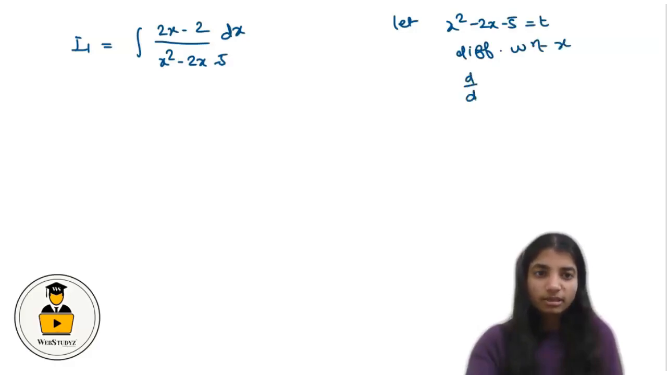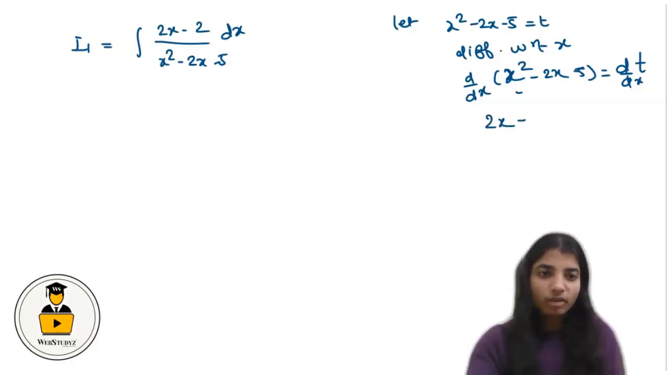So d/dx of (x^2 - 2x - 5) equals d/dx of t. Differentiation of x^2 with respect to x is 2x, and that of -2x is -2. 5 is a constant so its differentiation is 0. This becomes equal to dt/dx. So the value of dx is equal to dt divided by 2(x - 2).